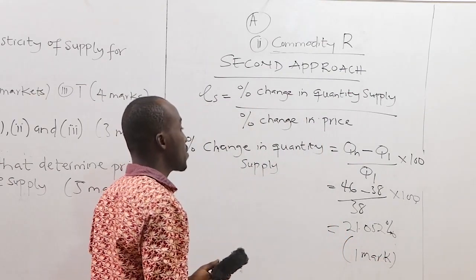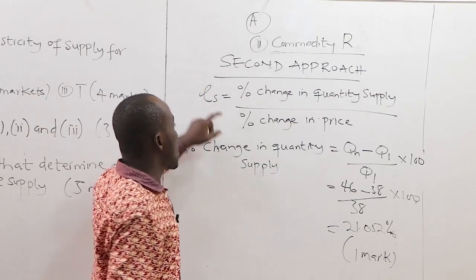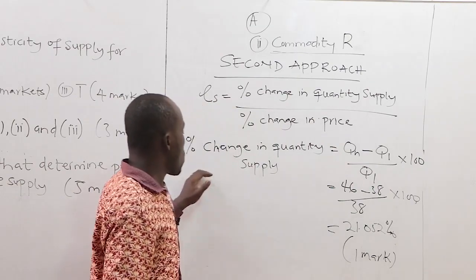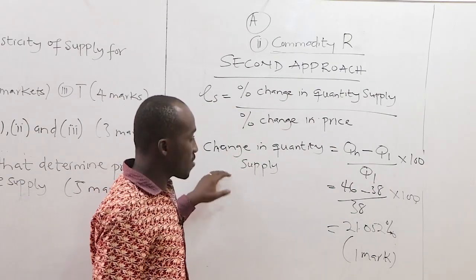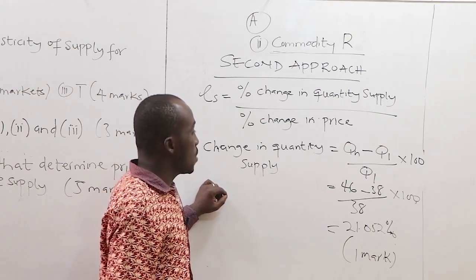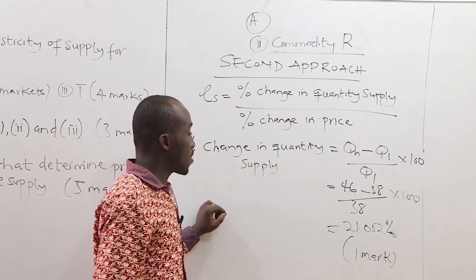So let's see what we have here. To get price elasticity of supply using this approach, we're going to have the first approach, the percentage change in quantity supply over percentage change in price. The percentage change in quantity supply is equal to the new quantity minus the initial quantity, divided by initial quantity, times 100.